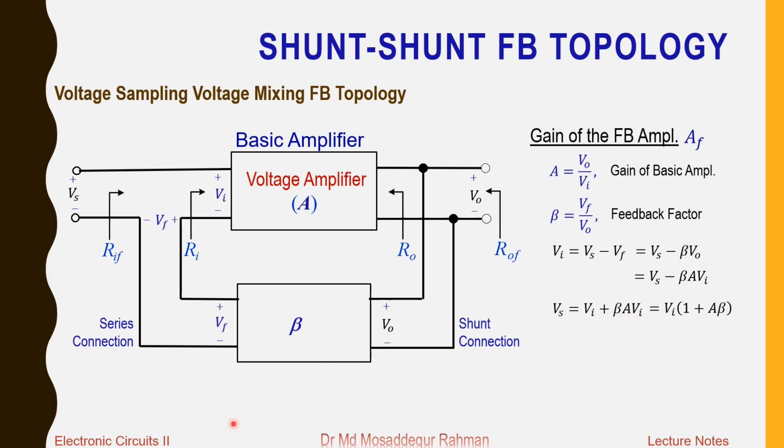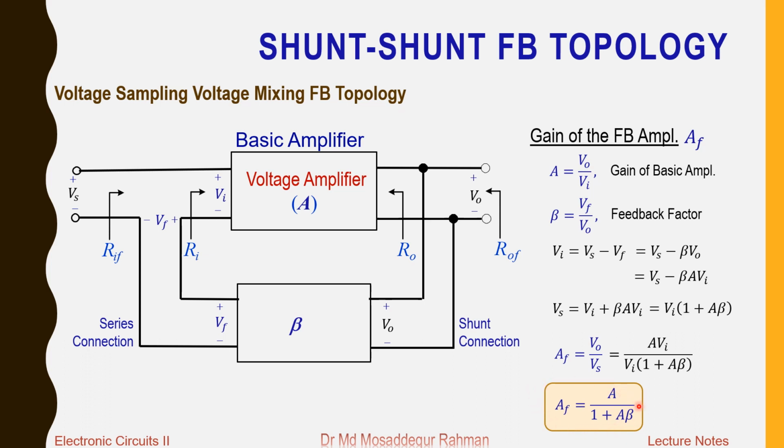Now we can write the expression for the gain of the feedback amplifier AF, which is V naught by Vs. V naught, from the definition of the gain of the basic amplifier, is A Vi, and for Vs we have derived this expression, so substituting that here, Vi and Vi will cancel out, and the gain with feedback AF we can express like this: A divided by 1 plus A beta.